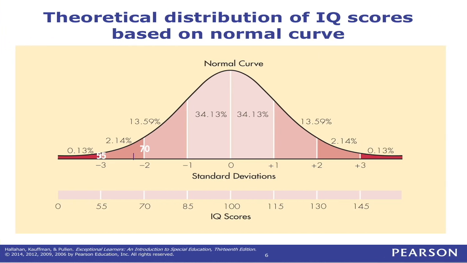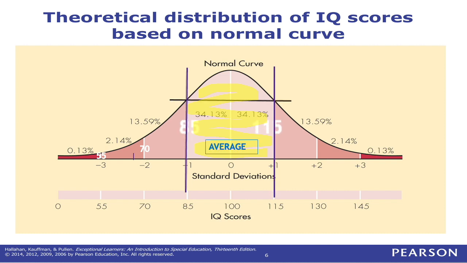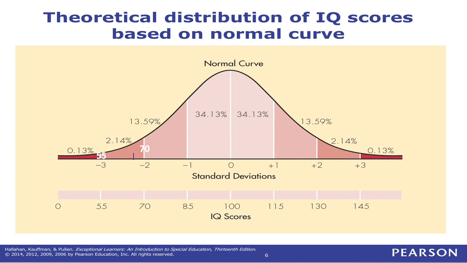Let's take a brief look at a normal curve for IQ scores. The average human has an IQ score or an intelligence quotient of 100. If we move over to the right, we'll see a score of 115. This score is a high average IQ score. If we go over to the left, the score will be 85, and this score is a low average IQ score. The important thing to remember is a score between 85 and 115 is considered average.